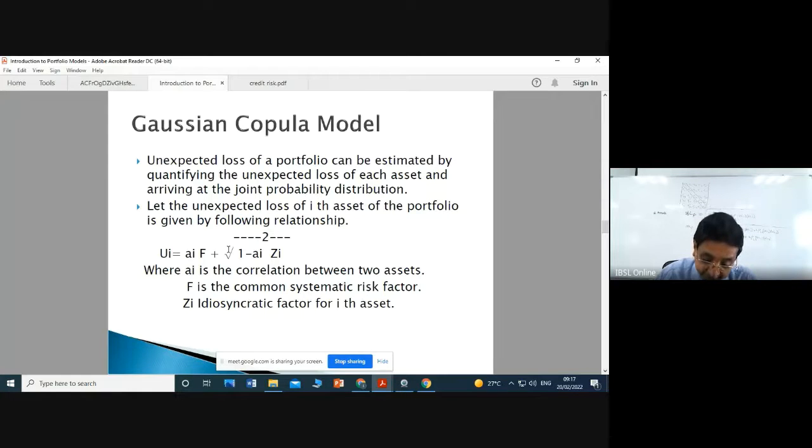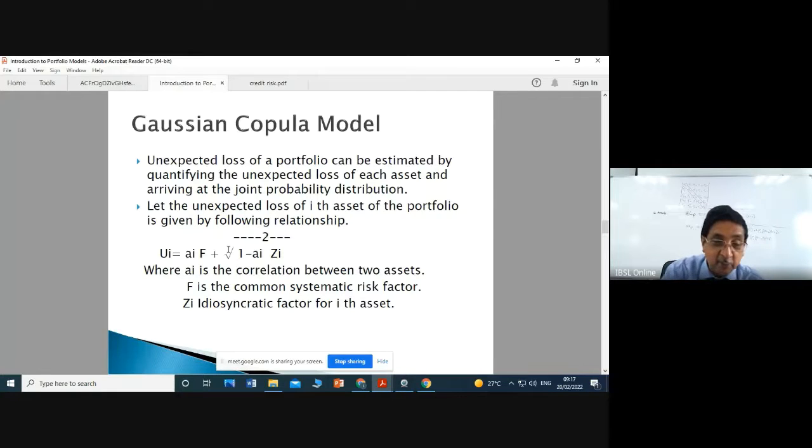But that is true only when the defaults are distributed normally. So that is a type of a restriction. We can't say every time the defaults are distributed in a normal distribution. So therefore, innovation was made, and a model was introduced to deal with assets in a portfolio where the defaults of those assets are not normally distributed. So this model is known as Gaussian Copula model.